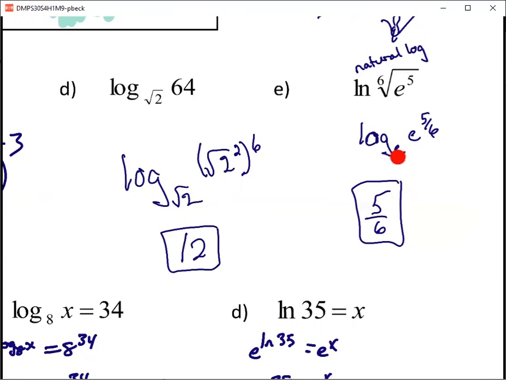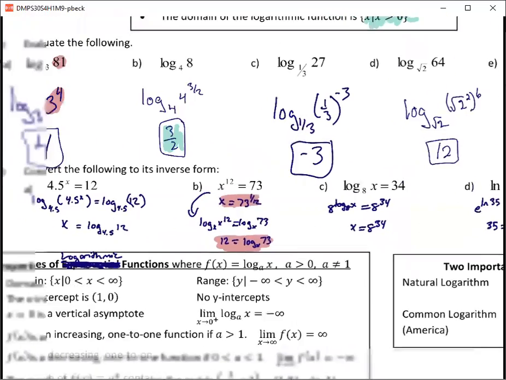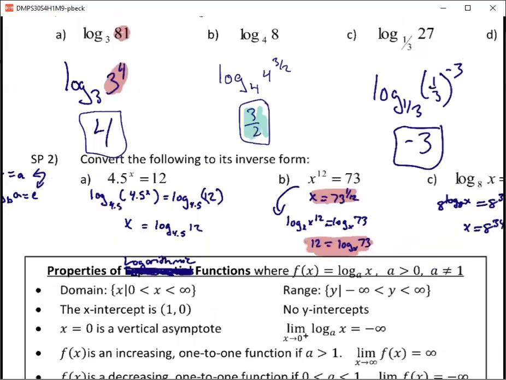So log base e, which is what the natural log is, log base e of e to the 5/6 is simply 5/6. So how do we convert to the invert form?